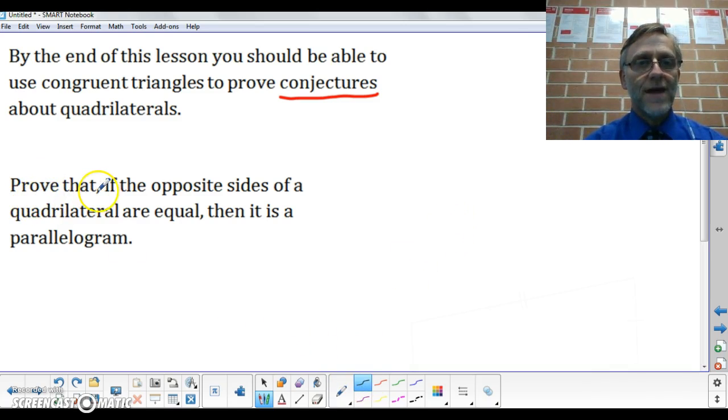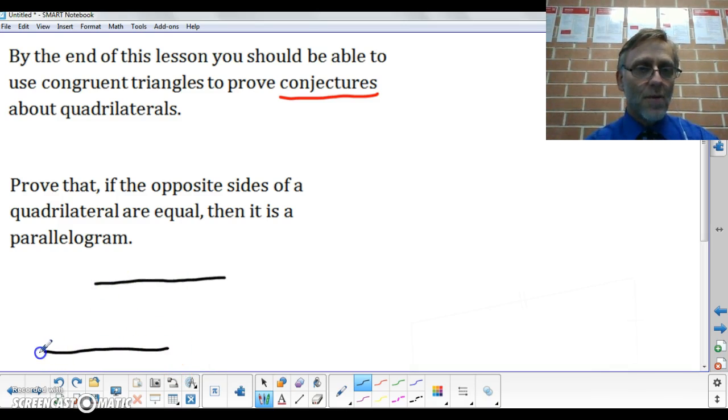I want you to prove that if the opposite sides of a quadrilateral are equal, then it is a parallelogram. What if you've got a four-sided figure where the opposite sides are the same length? Is it going to be a parallelogram? The obvious thing to do is to start by drawing a diagram and try to get it so it looks like the opposite sides of the figure are the same length.